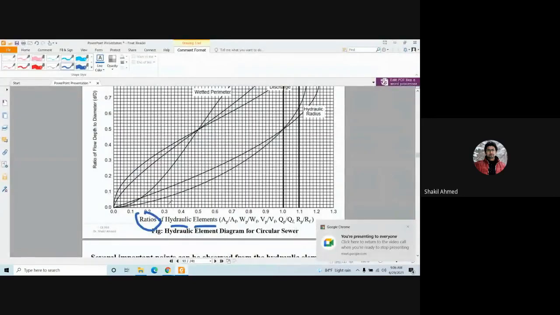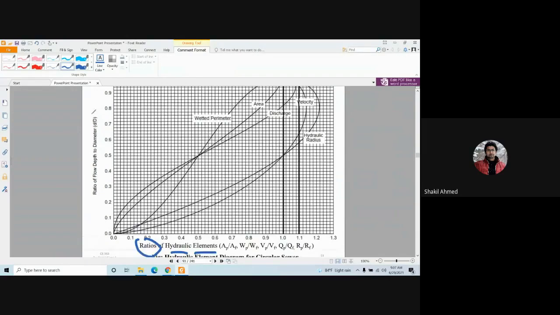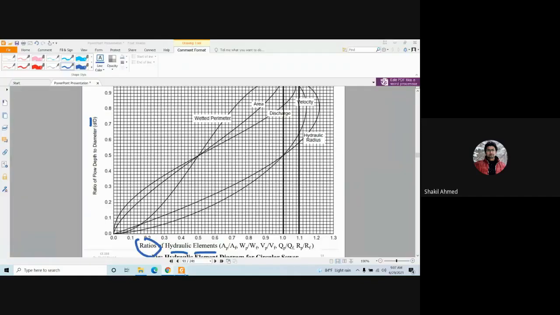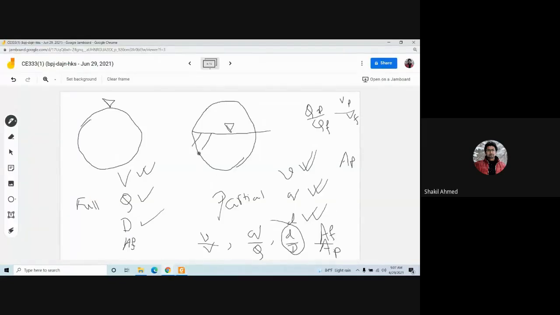Now look at this figure. Here we have the values of these ratios. This is the ratio of flow depth to the diameter, that means d by D. And this diagram is for wetted perimeter, that means area partial divided by area full. What does that mean? Area partial is this, and area full is this.